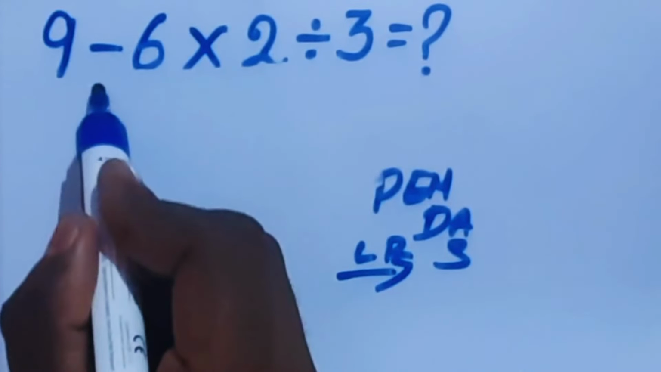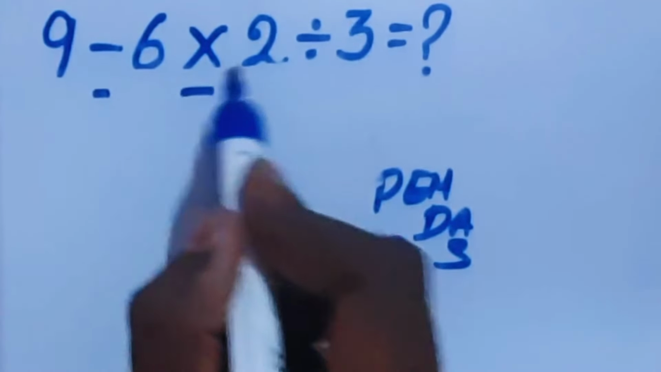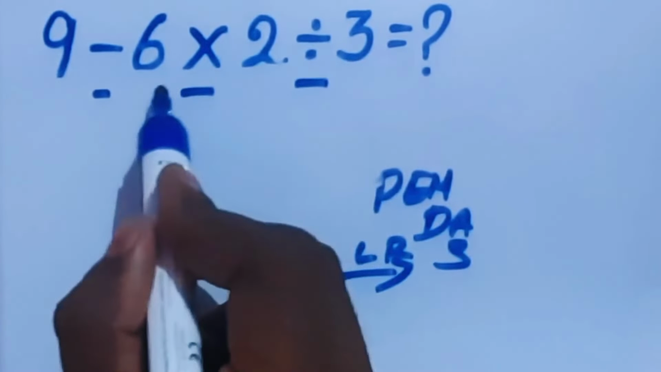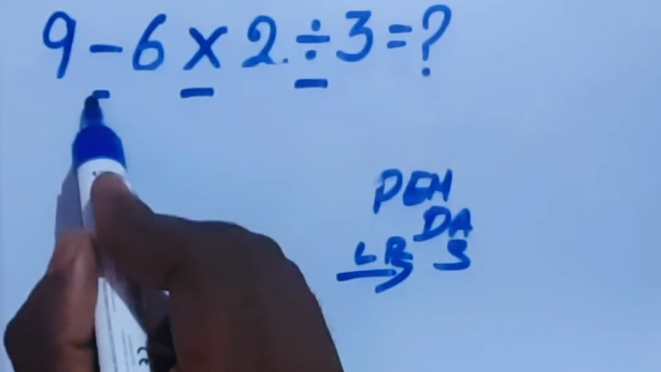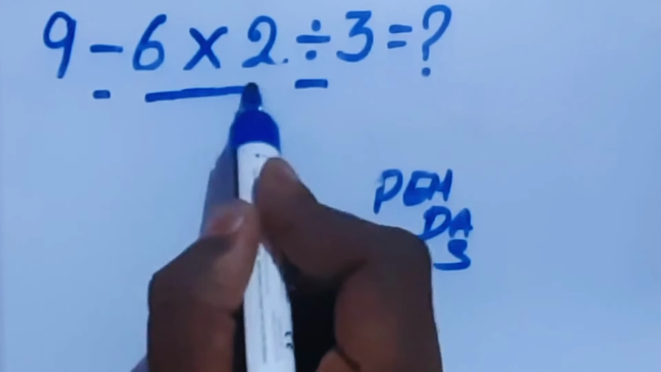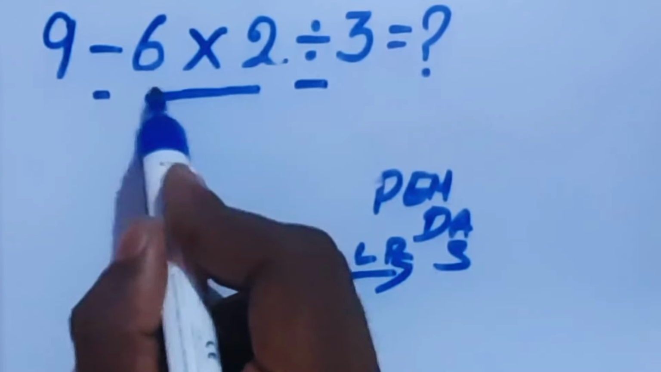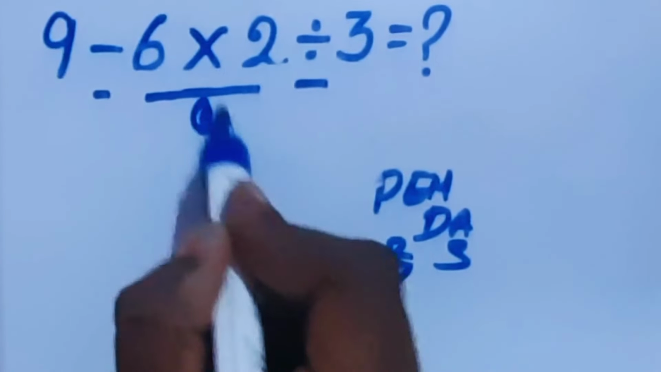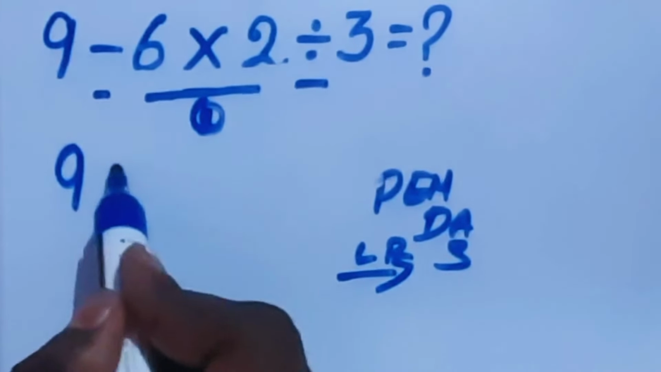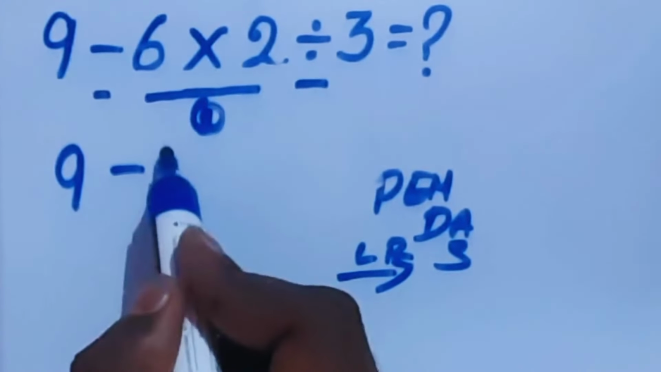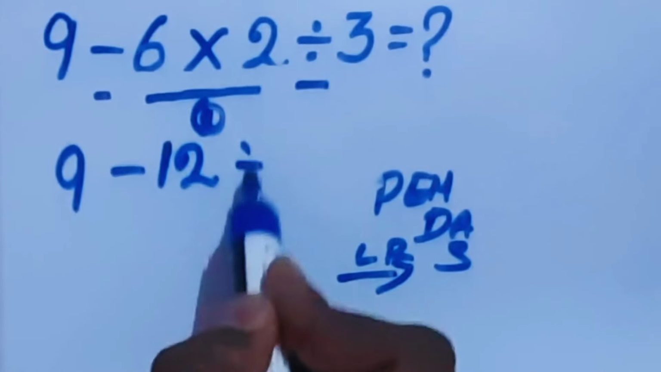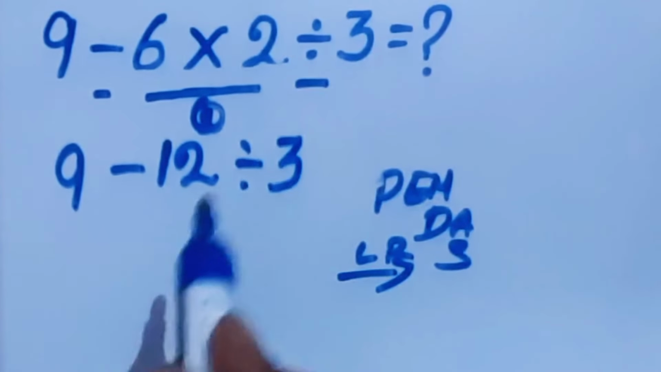We have here subtraction, multiplication and division. Multiplication is higher priority than the subtraction. So in this order left to right we have to do this first. So 9 minus 6 times 2 is 12, divide by this 3.